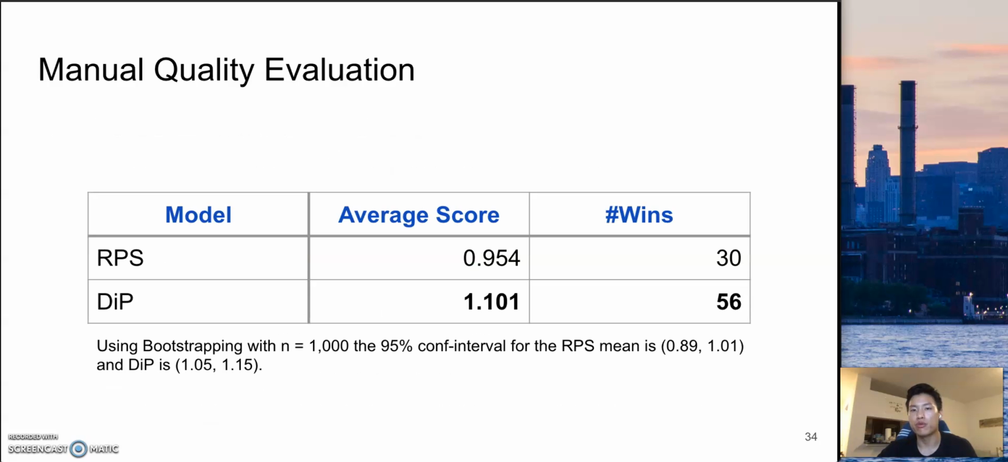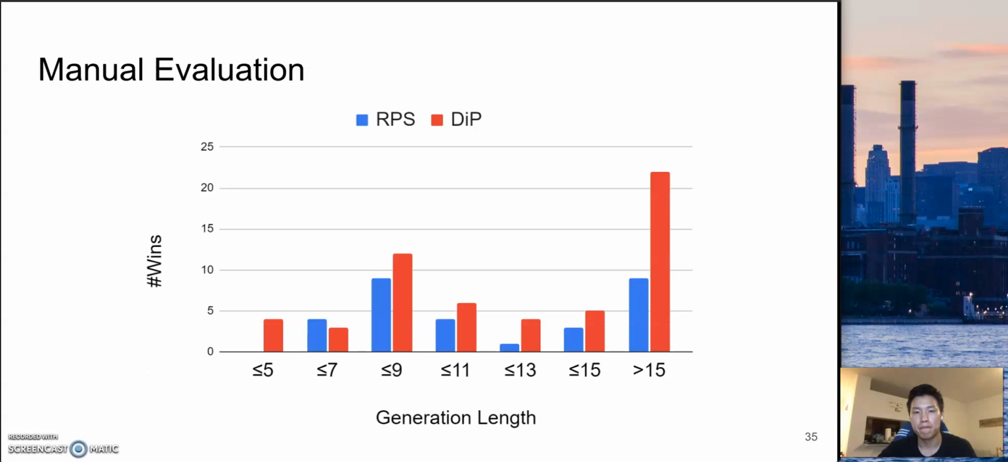Here's the result of the manual quality evaluation. In both metrics, the DEEP model gets higher scores than RPS. When considering the number of wins, the gap is huge, and we can see the result of the average score is statistically significant. And this chart shows the number of wins along the generation length. DEEP produces better preconditions across most output lengths, but it is significantly better than RPS for longer outputs.